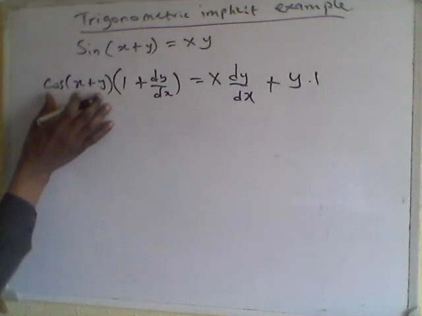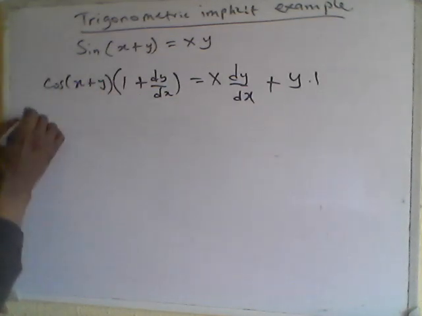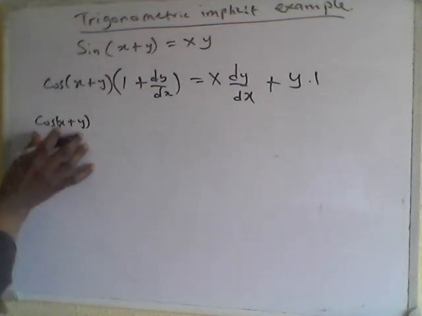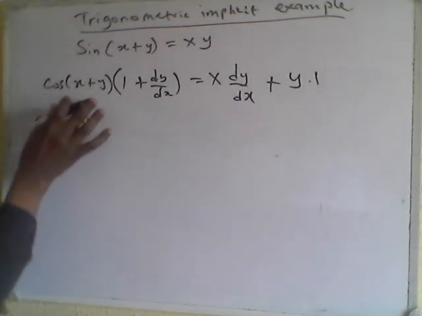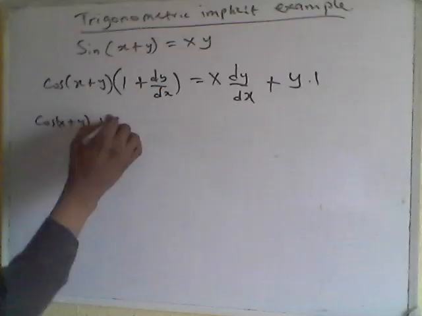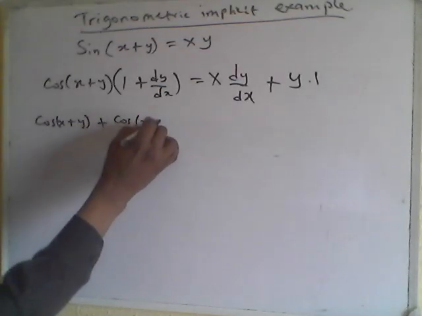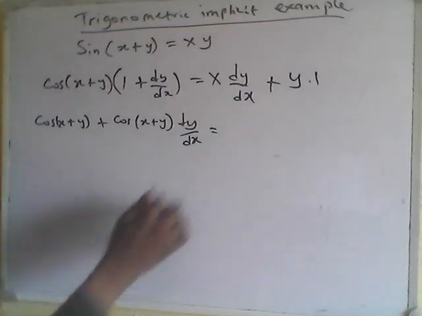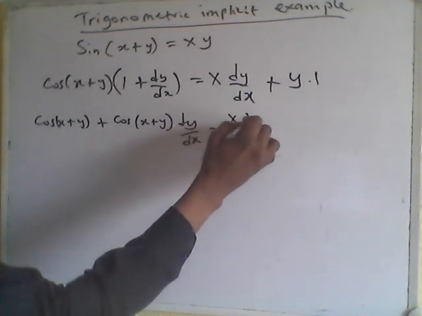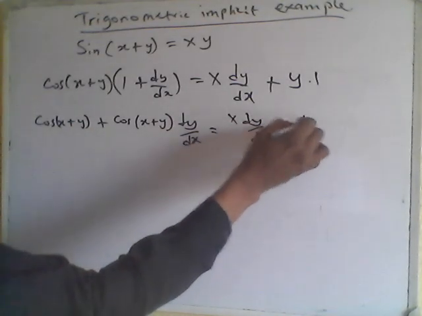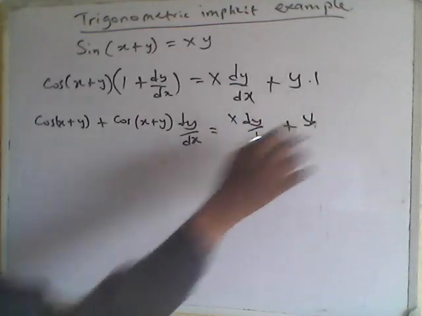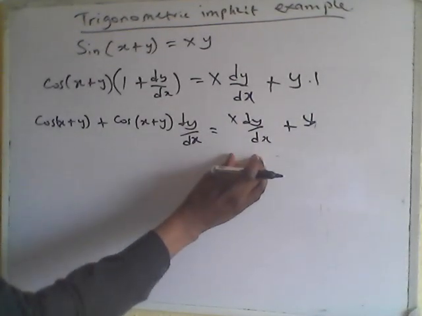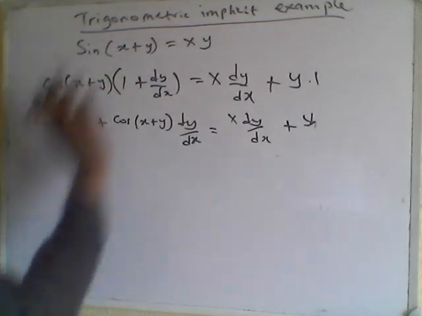So I have cos x plus y times 1. So I have cos x plus y. This one times 1. Then this one again times dy dx plus cos x plus y, then dy dx, right? Is equal to, then I have x dy dx plus y. All right. So I have this term and this term having dy dx. I can move them to one side and move the others to the other side.